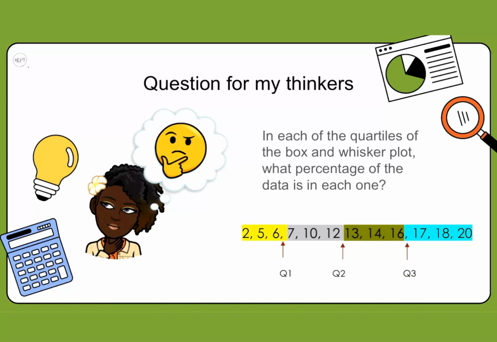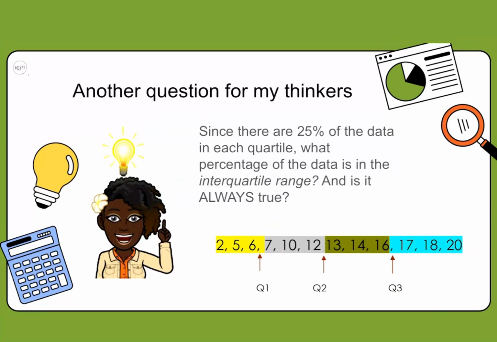I have a question for my thinkers. In each of the quartiles of the box and whisker plot, what percentage of the data would be in each one? A quartile divides our data into 4 sections. That means our denominator would be 4. It takes 4 parts in order to make a whole. So each of these sections are 1 out of the 4 parts. That gives us a fraction of 1/4, which equals 25%.